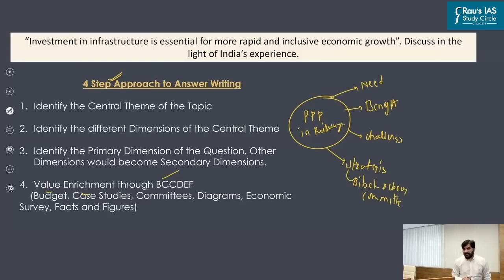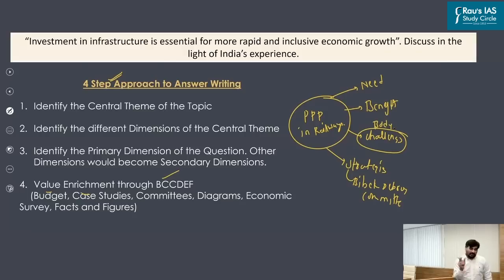Now go back to the question here. What does the question say? The question says that public-private partnership in Indian Railways is a step in the right direction. However, it faces multifaceted challenges. So what is the primary dimension? The primary dimension here is the challenges, right? So the challenges here will be the body of the answer. I hope you're getting this point, right?